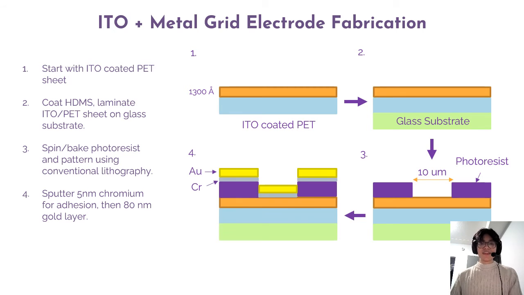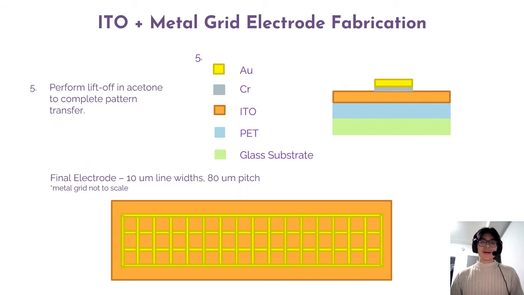Next, a thin 5 nanometer layer of chromium will be sputtered onto the structure for improved adhesion, followed by the sputtering of the conductive gold layer, which will have a thickness of 80 nanometers. Next, a liftoff is performed using acetone to complete the pattern transfer to the metal layer. Thus, we obtain a gold metal grid with 10 micron line widths and an 80 micron pitch, fabricated on ITO. Note that the metal grid is not to scale in this illustration.